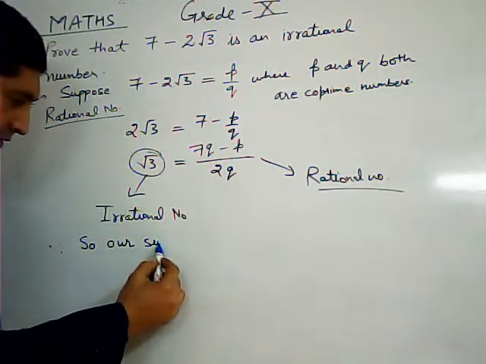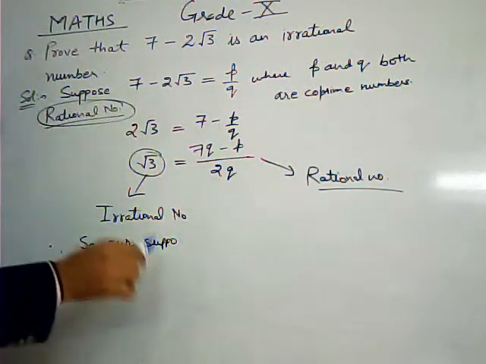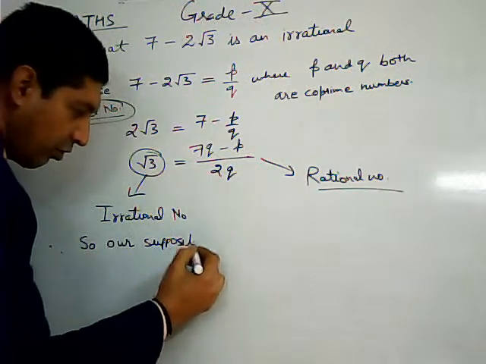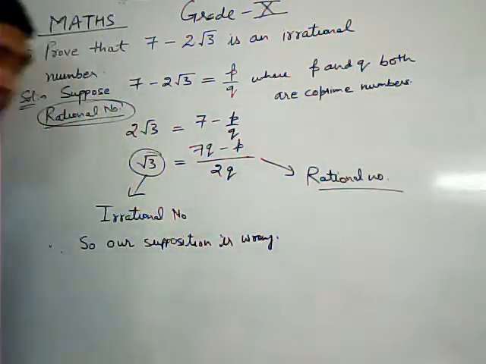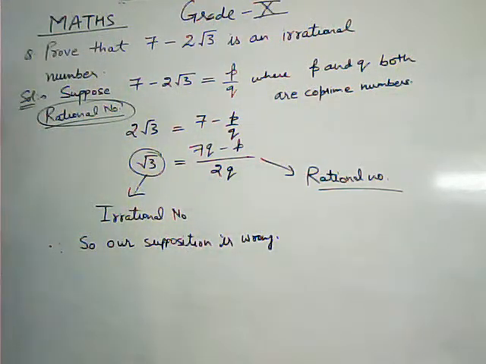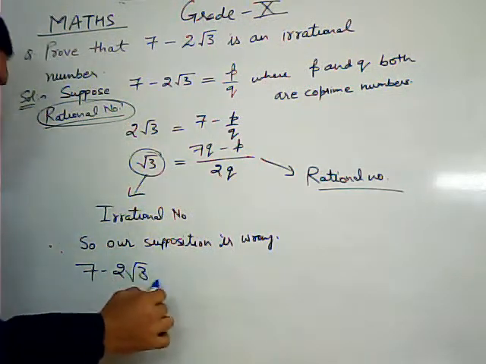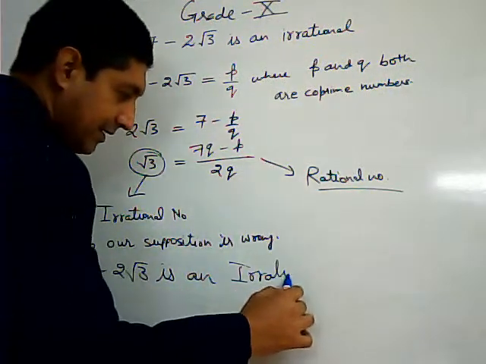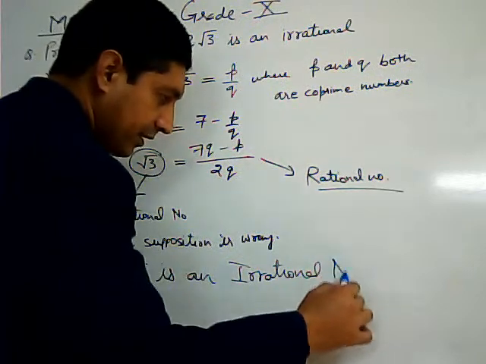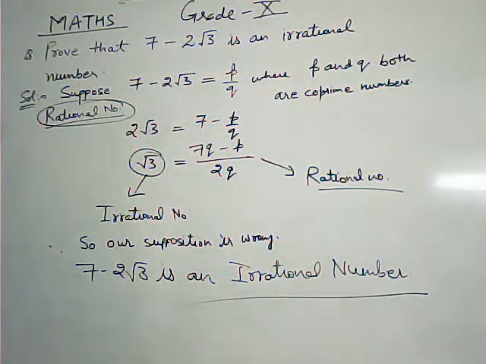What have we supposed? We have supposed that this is a rational number. So our supposition is wrong, and hence we can say that 7 minus 2 root 3 is an irrational number. This is about the question.